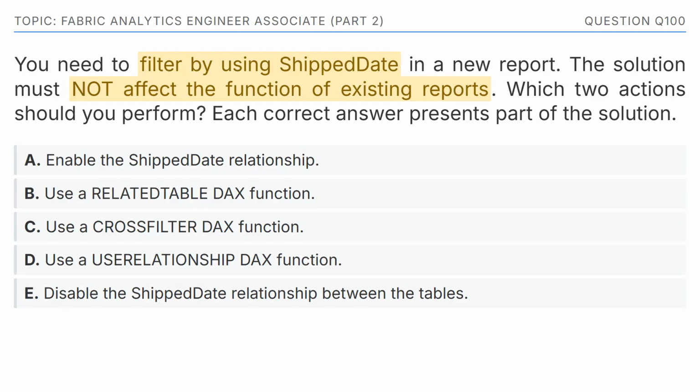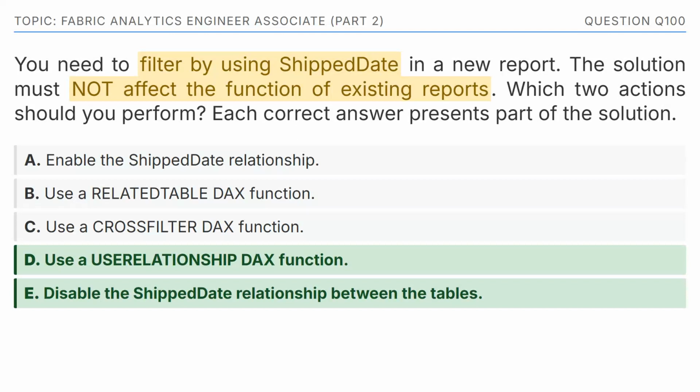To arrive at the correct answer, we focus on the keywords: second relationship, not affect the function of existing reports, filter by using ShipDate, USERELATIONSHIP. Correct answers are option D, use a USERELATIONSHIP DAX function, and option E, disable the ShipDate relationship between the tables.